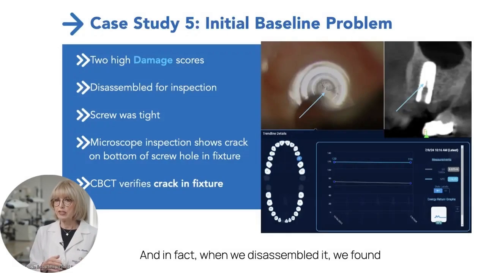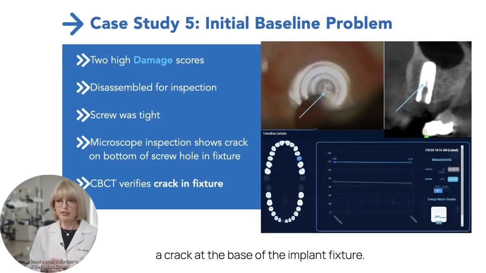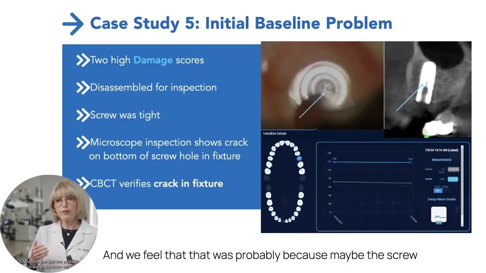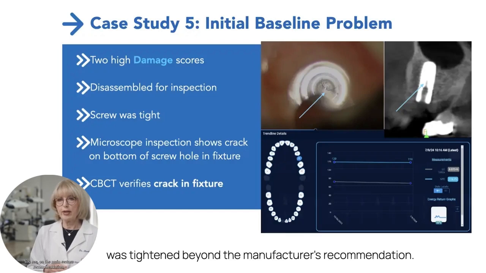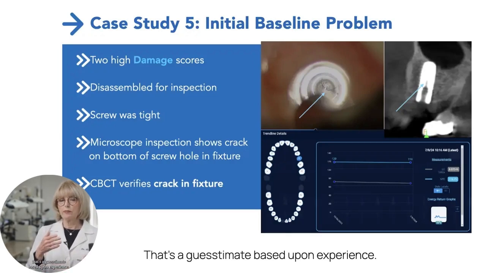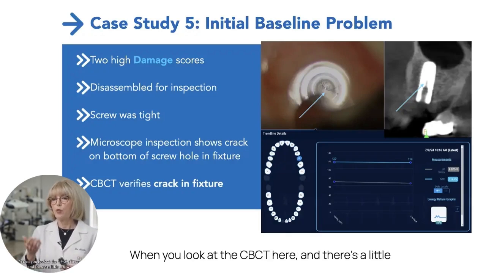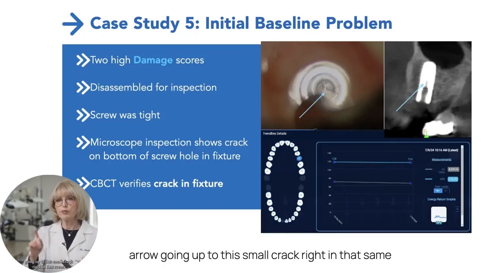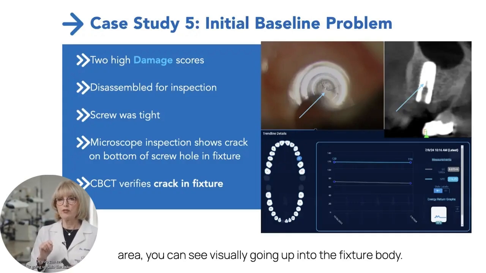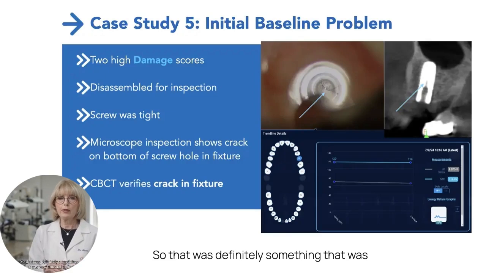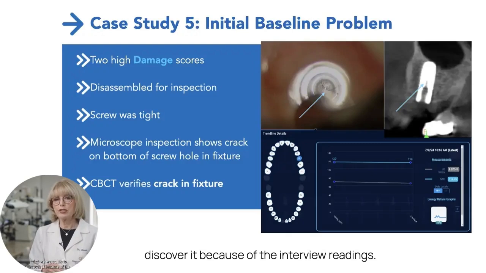And in fact, when we disassembled it, we found a crack at the base of the implant fixture. And we feel that that was probably because maybe the screw was tightened beyond the manufacturer's recommendation. That's a guesstimate based upon experience. When you look at the CBCT here, and there's a little arrow going up to this small crack right in that same area, you can see visually, going up into the fixture body. So that was definitely something that was very unusual to find, but we were able to discover it because of the InnerView readings.